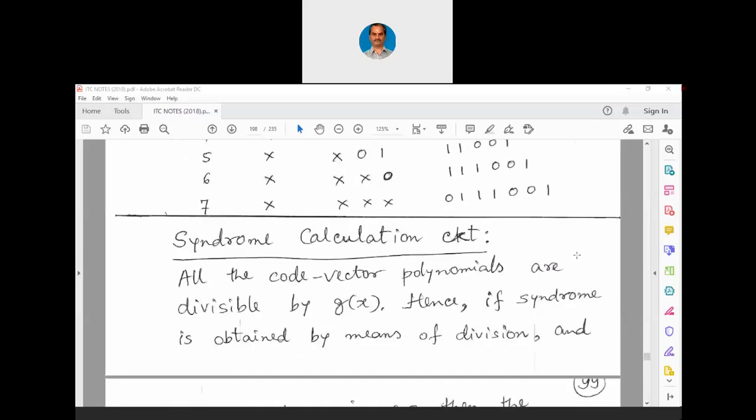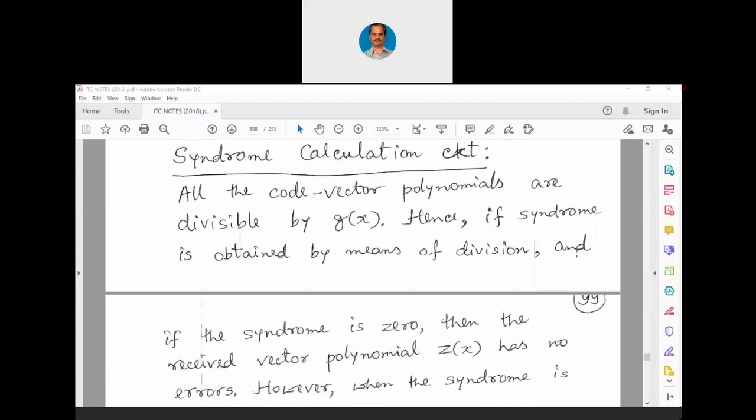In a similar way, let us see now how the syndrome calculation circuit at the receiver is going to work with the same logic. All the code vector polynomials are now divisible by g of x. This we know. Hence, if the syndrome is obtained by means of division, and if the syndrome is 0, then the received vector polynomial z of x has no errors. Please remember, here the syndrome calculation is happening by means of polynomial divisions, right?